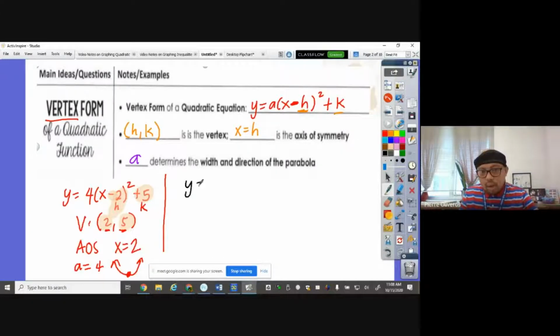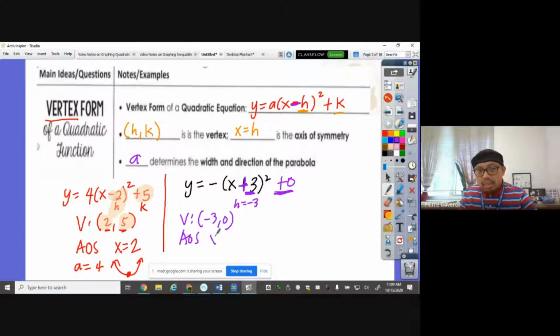One more. If I have y equals negative (x plus 3) squared, the h here is 3 but it's positive, and we know the formula has a minus, so technically that is minus negative, so the h value is negative 3. There's no number here, which means plus 0, so the vertex is (negative 3, 0). The axis of symmetry is the x value of the vertex, so x equals negative 3, which is a vertical line.